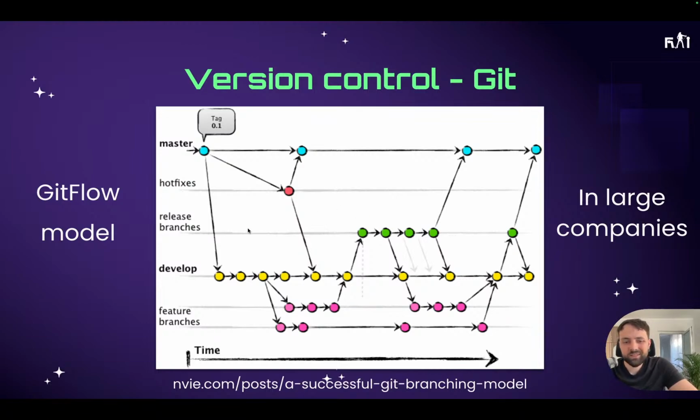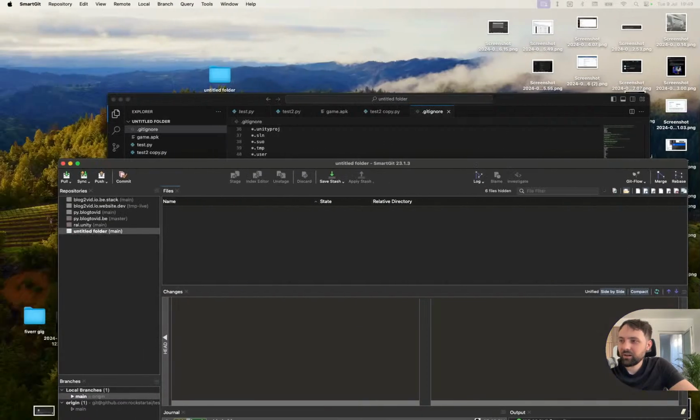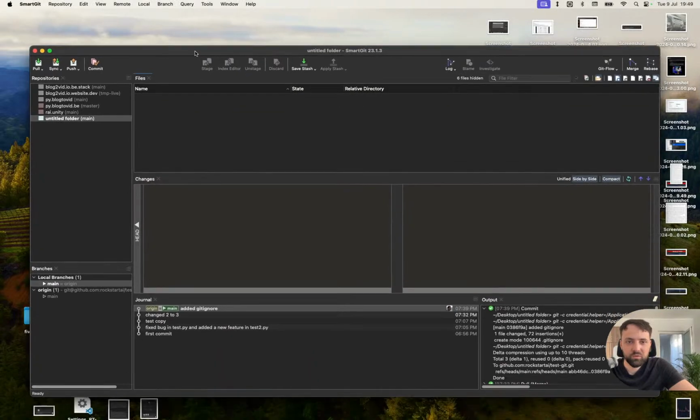But in our case, you will have just master or develop, it doesn't matter what you call it, but it will be master, or in the case of GitHub or Git, it will be main, where we just commit on a single timeline. And yeah, SmartGit is smart, so you don't have to be, and that's why I'm using it. You can Google it and install it, and it's free for personal use, the license is very cheap, and they didn't sponsor me or anything.